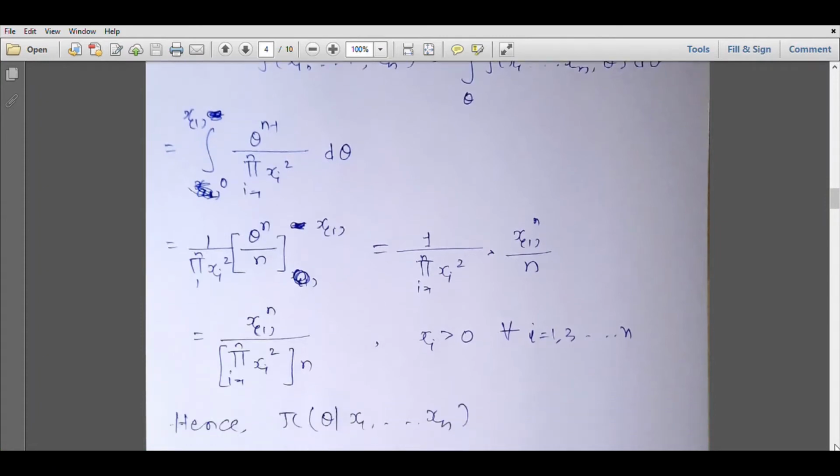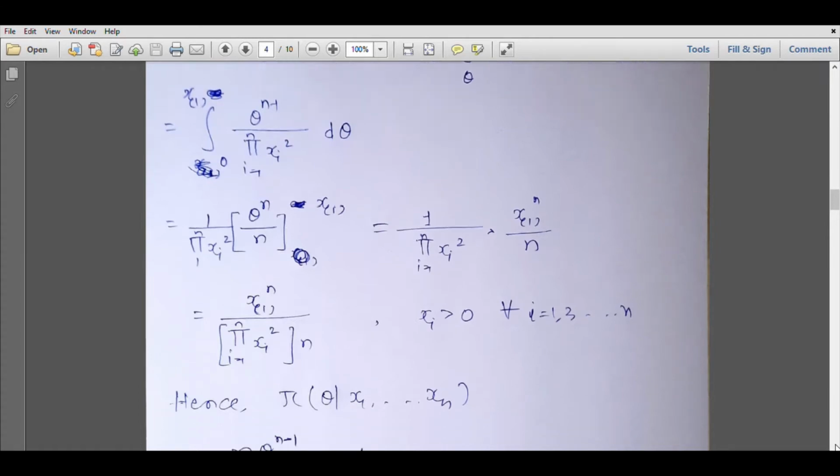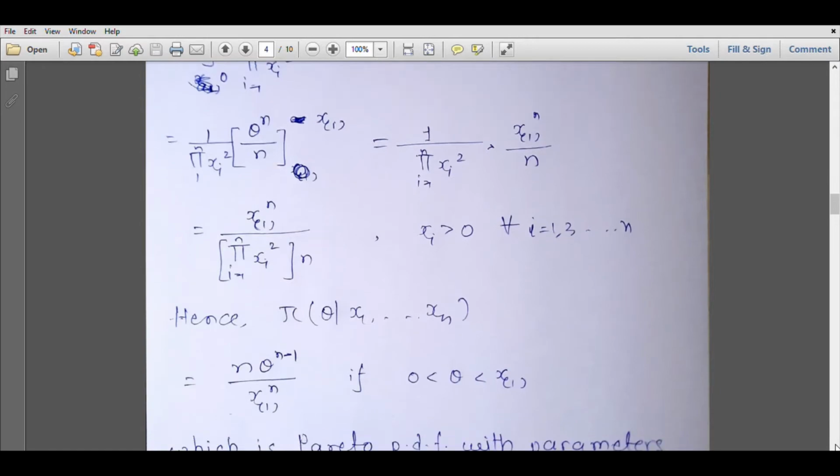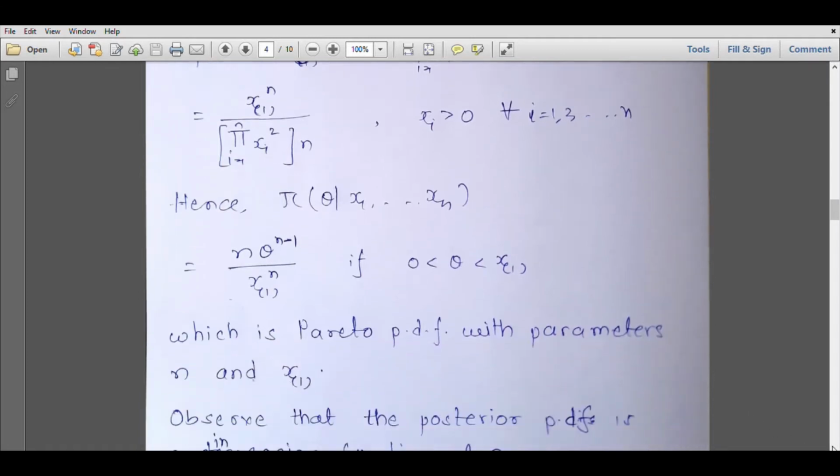Now the posterior distribution will be the ratio of the two, that is the joint distribution of xi's and theta divided by the joint distribution of xi's. So it will be n theta raised to n minus 1 upon x ordered 1 raised to n, where the range of theta is 0 to x ordered 1 and it will be 0 otherwise. Notice that this is a Pareto distribution with parameters n and x ordered 1. So we started with the PDF theta by x square with prior distribution 1 by theta. Then we ended up getting a Pareto distribution as the posterior distribution of theta.